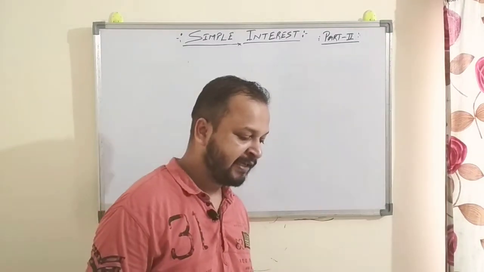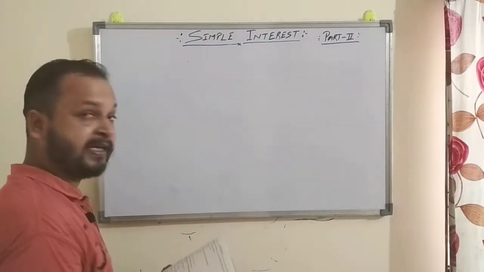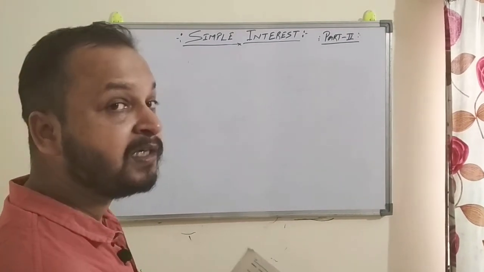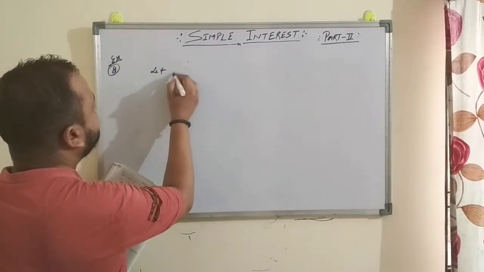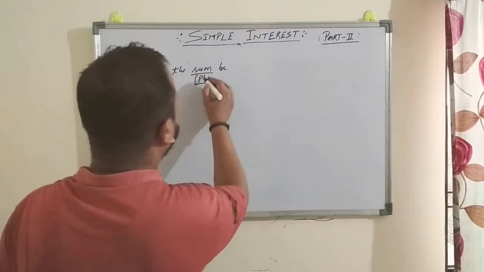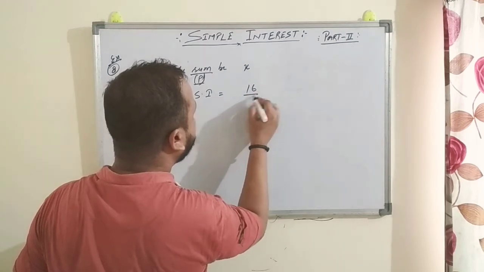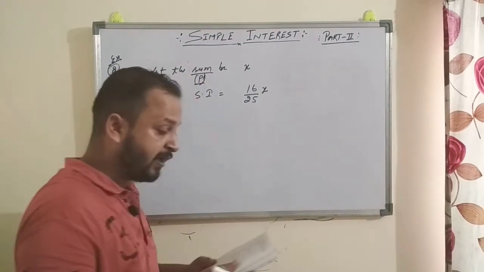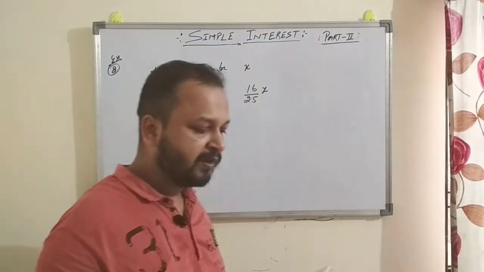So 8th example is saying simple interest on a certain sum. Right? Simple interest on a certain sum is 16 by 25 of the sum. So let the sum be, sum means principal. Let the principal be, suppose x. So simple interest be what? 16 by 25 of x, right?